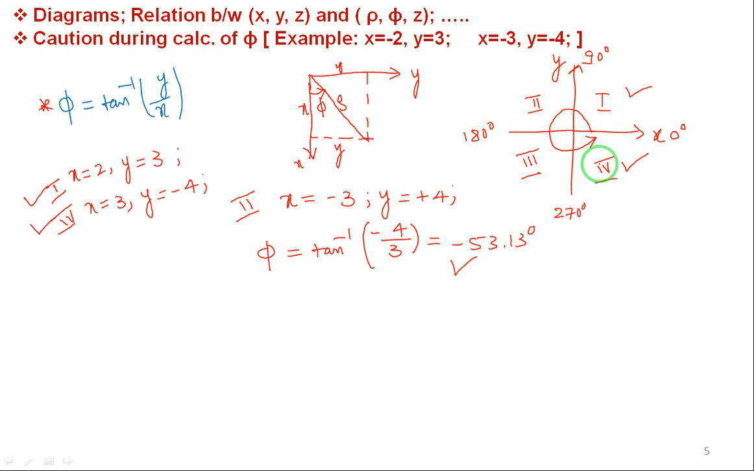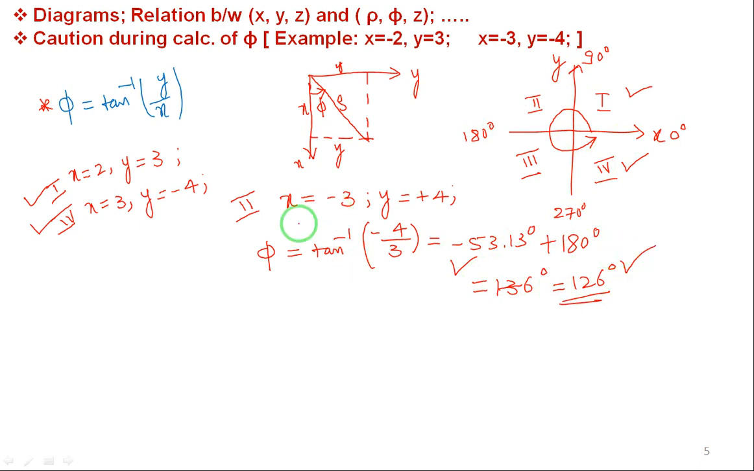So in order to correct it, what should we do? I should add plus 180 degrees. Add plus 180. How much will you get? 180 degrees minus 53.13. It should lie between 90 and 180. 126 degrees. Observe here, the angle is now lying between 90 and 180, so it is correct, right?